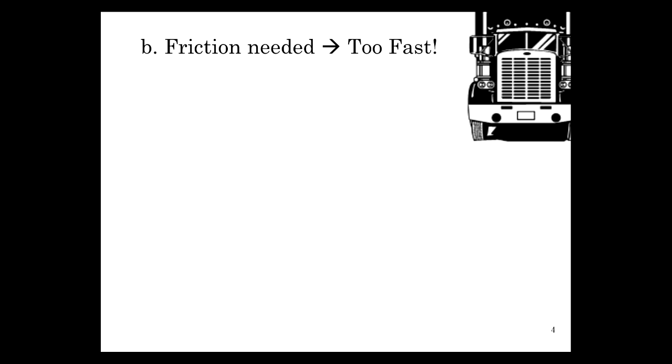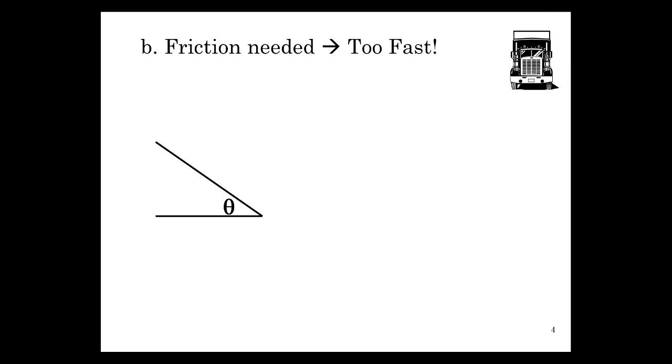This time let's consider the situation where the truck is going even faster. In fact, it's going too fast to stay on this frictionless road. So you better have some friction or it'll go off. It's going too fast, so you need friction to hold it on. Now think for a second about what direction that friction would have to be.